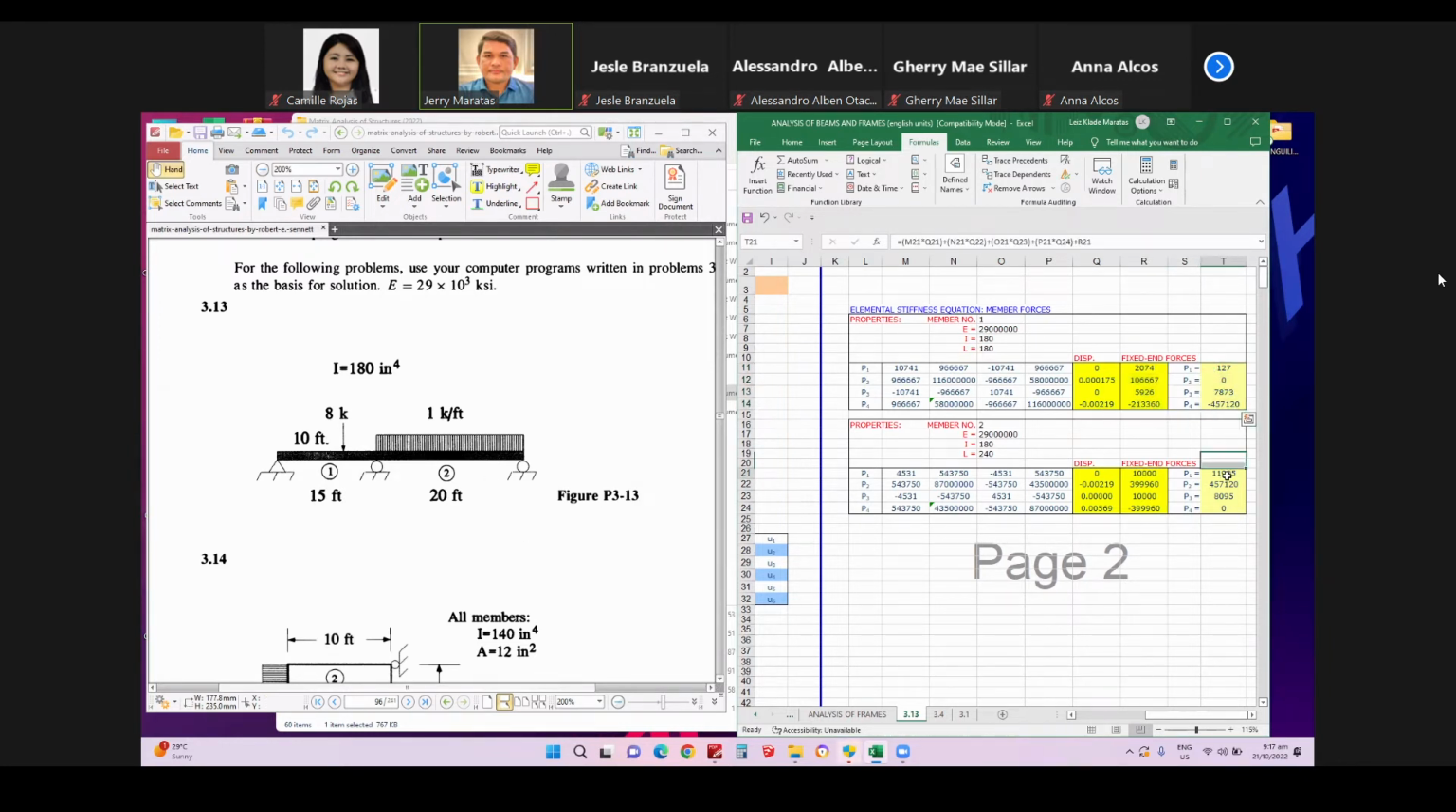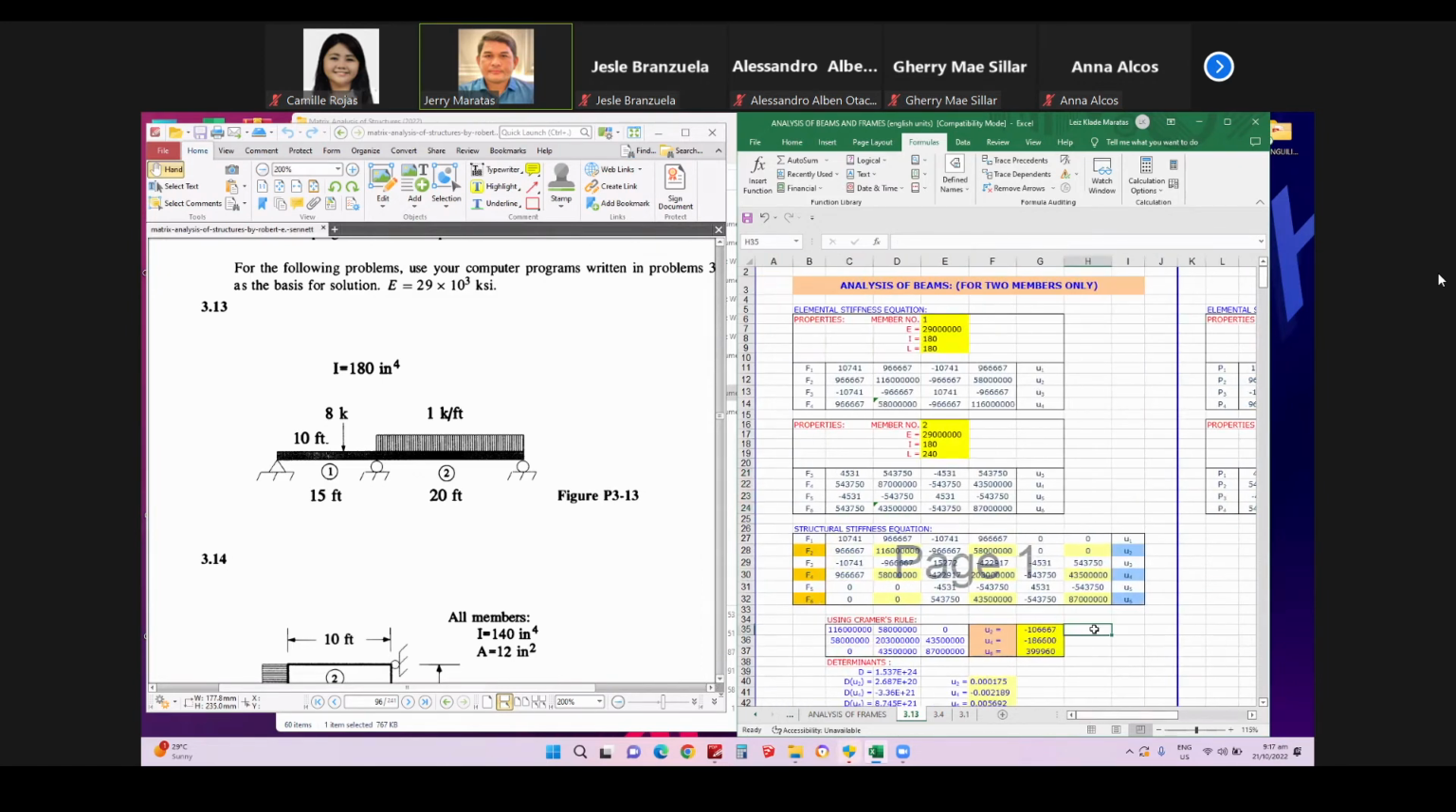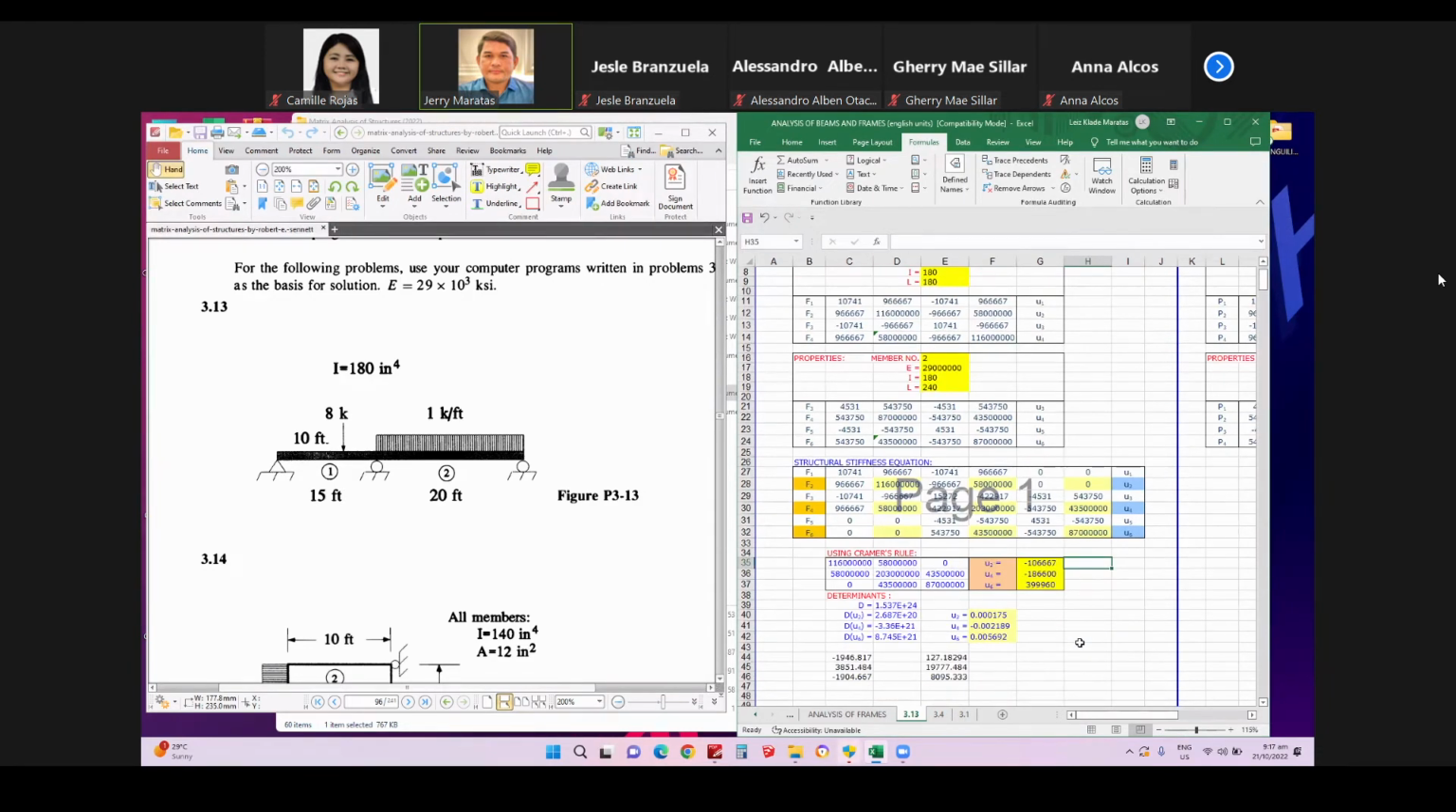So that gives us our member forces. Of course, you can check this by simply going to the equilibrium equations and drawing the free body diagrams. Alright?